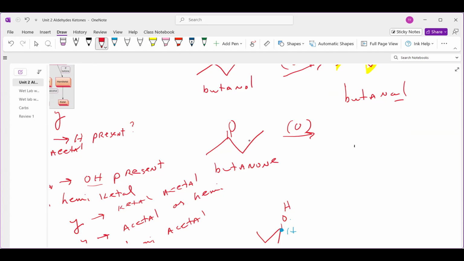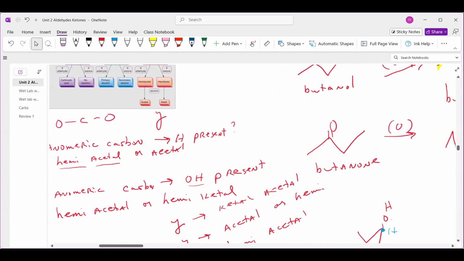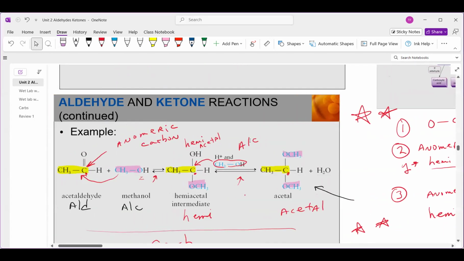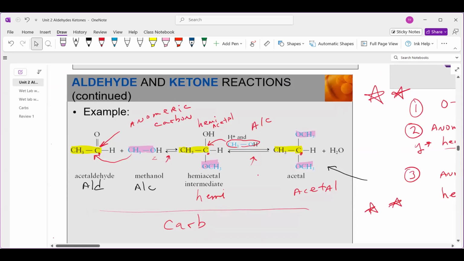Okay, what happens when a ketone is oxidized? Well, aldehydes oxidize easily, right? Do ketones? No, there'll be no reaction. All right, now let's erase this and start from scratch.